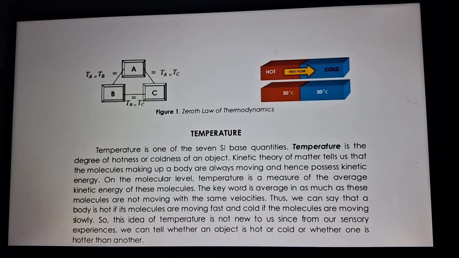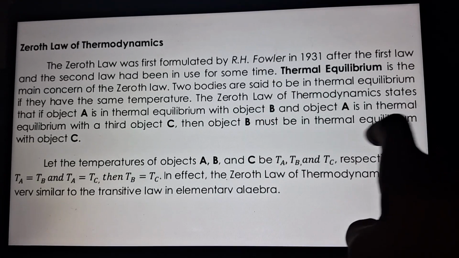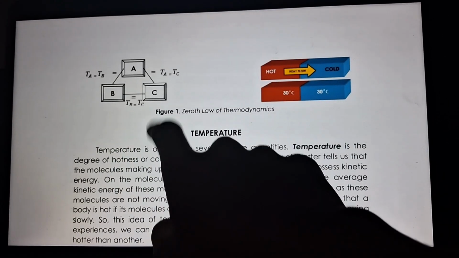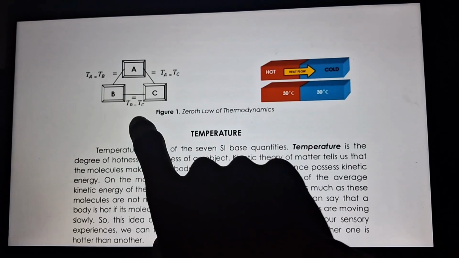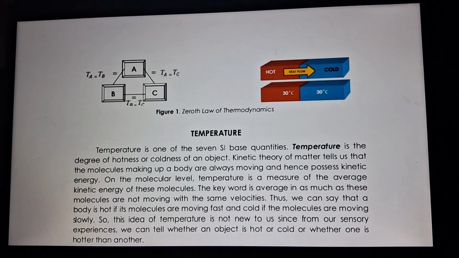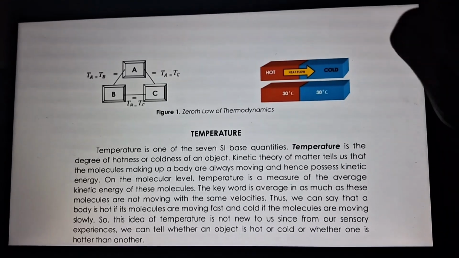Here, as you can see in figure 1, the zeroth law of thermodynamics. The temperature of A is equal to the temperature of B, which is connected with the temperature of C, where B must be in thermal equilibrium with object C. So the temperature of B is equal to the temperature of C. Here, you can see the hot and cold temperature, and the heat flow is transferring to the cold temperature.